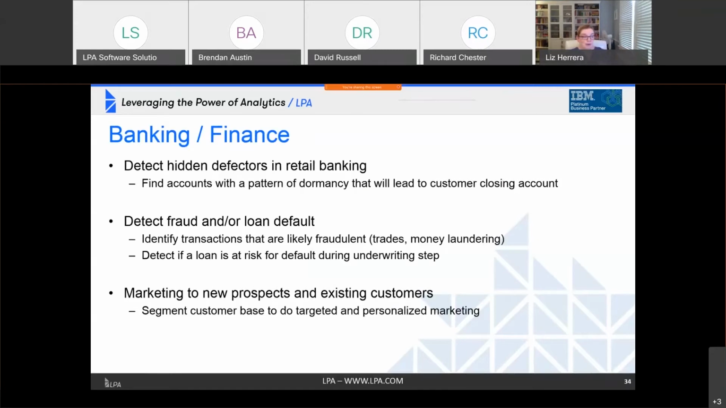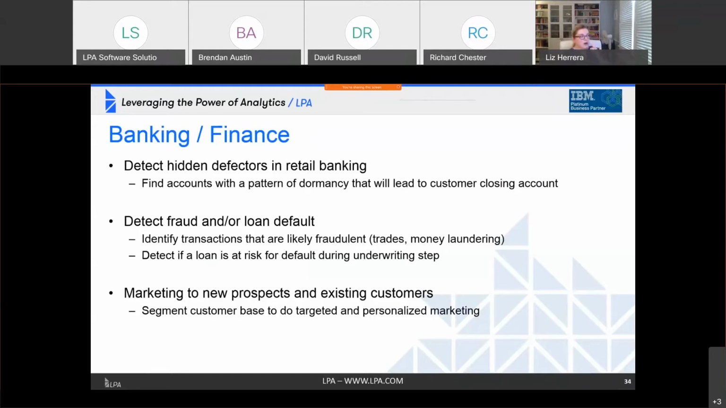Check kiting is an example at the retail bank side. Trade fraud, and this is sometimes an internal problem, so it's not always external bad offenders. This could be an internal problem, as well as money laundering. Being able to detect any one of those is something that we've worked on with clients.